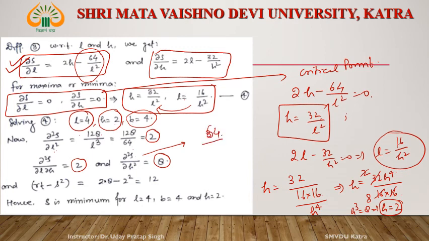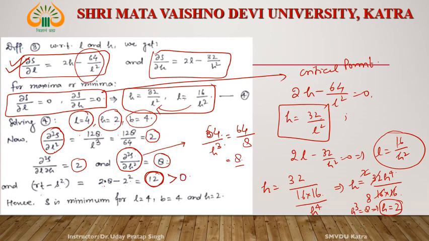What is H? H is 2. 2 cube is equal to 8. So dou 2S by dou H2 is 8. Now what is R? This one is R, this is T. So RT minus S square, 2 into 8 minus 2 square, this is equal to 12. 12 is greater than 0.